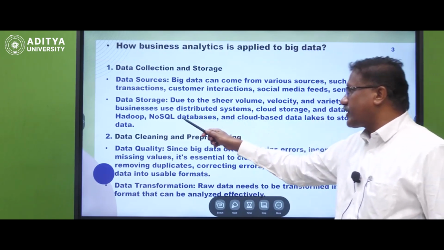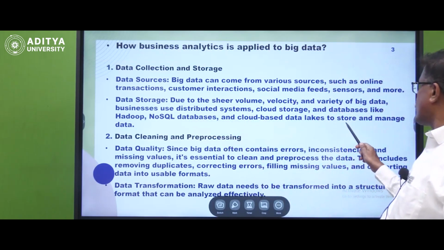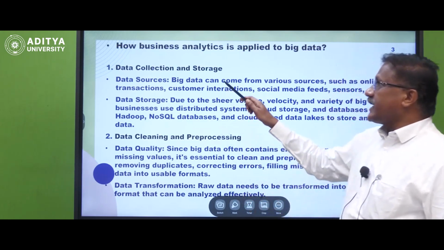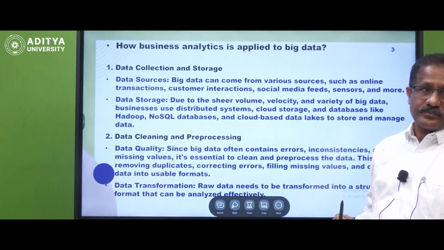Yesterday we talked about all these different types of databases to store and manage the data. That is the first point, data collection and storage.